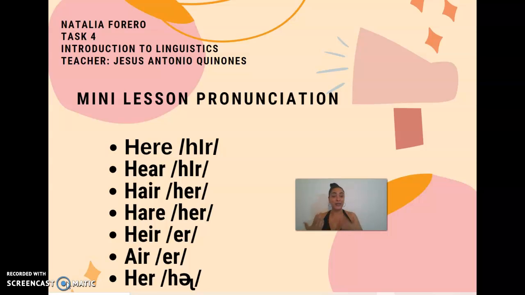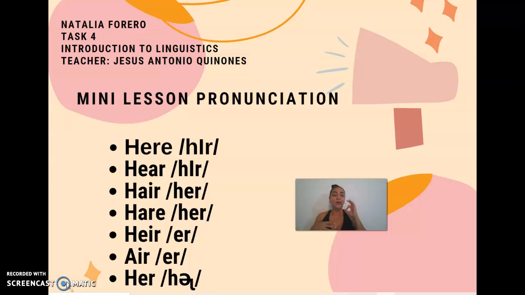Okay, so let's begin. Our first word is the word here, which means in this place, and the pronunciation is here. Okay, then we have our second word, which is the word hear, meaning listen, but the pronunciation is identical to the first word, here. Okay, here and hear. How do you know when to use this or that word? Well, that depends on the context. That's how you will know if this or that word.